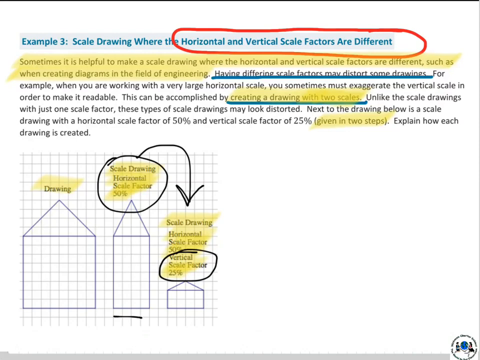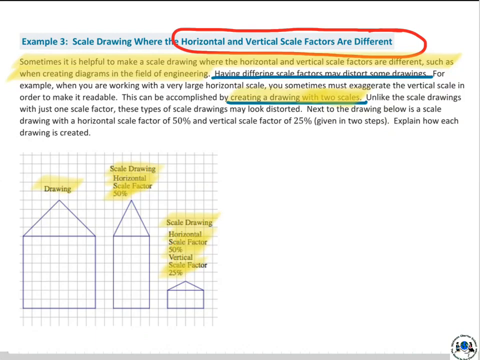You can see the width on this one and this one remain the same because the horizontal factor has not been touched from here to here. But now the vertical factor has been adjusted, and it's down to 25% of this new original, which is this one here. So I'm going to get rid of all that stuff. Just wanted to explain that to you.